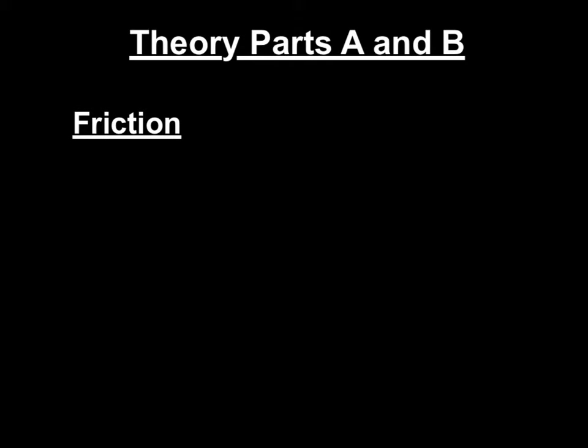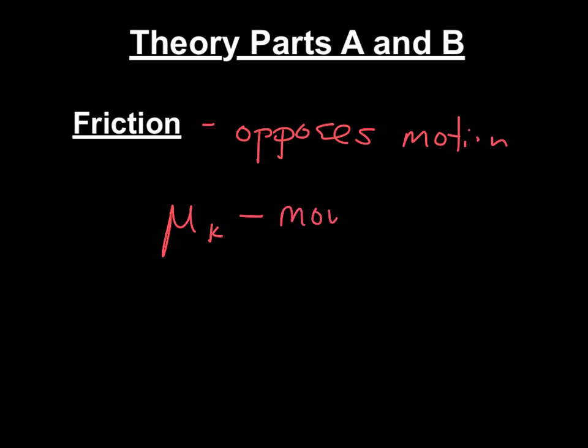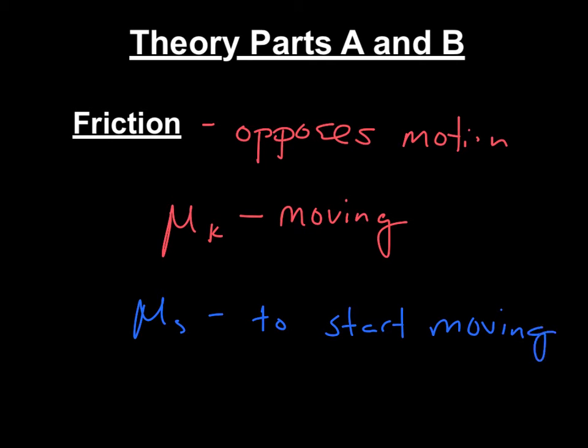So if you remember, friction is just a force that opposes motion. And there were two types. We had kinetic, mu sub k. This is when it's moving. That's why it's kinetic. And then we also had static. This is to get it to start moving. And you're going to be finding both of these.